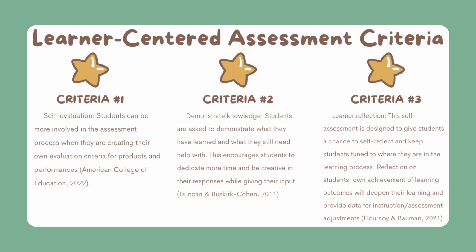This learner centered assessment has three criteria. The first criteria is self evaluation. Students can be more involved in the assessment process when they are creating their own evaluation criteria for products and performances, according to the American College of Education. The second criteria is for them to demonstrate their knowledge. Students are asked to demonstrate what they have learned and what they still need help with. This encourages students to dedicate more time and be creative in their responses while giving their input, according to Duncan and Buskirk Cohen.